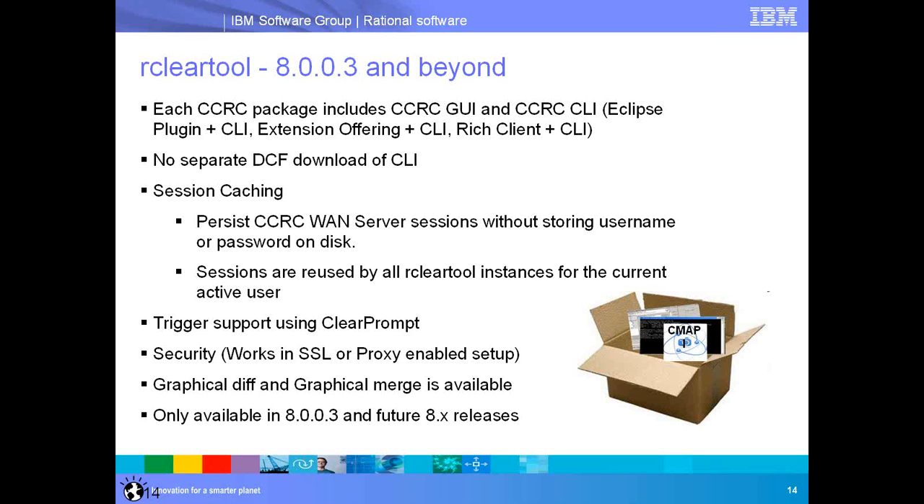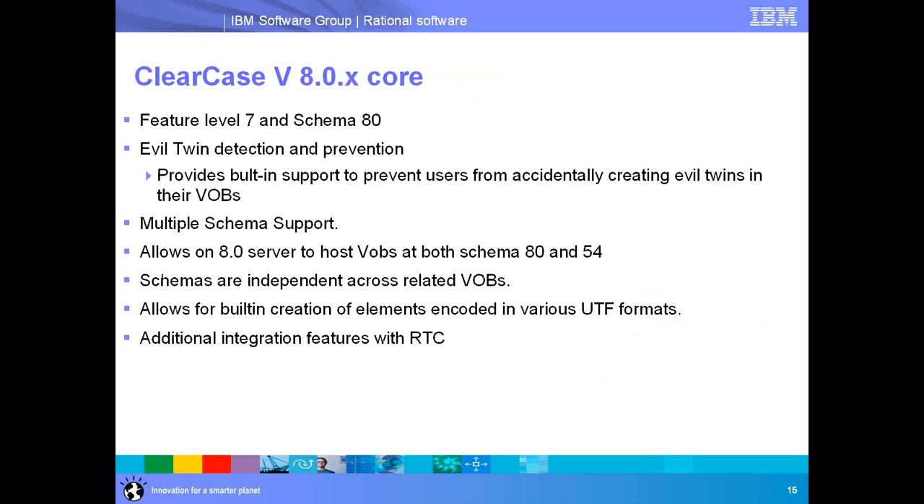And also you get to implement the trigger using the CLI. So trigger support has been added into the CLI options. And your CLI can now work on a security enabled setup like SSL or a proxy enabled setup. And now the RClear tool also gives the option of graphical diff and merge, which was not present in the earlier version. So again, these options are available in FixPack 3 of 8.0 onwards.